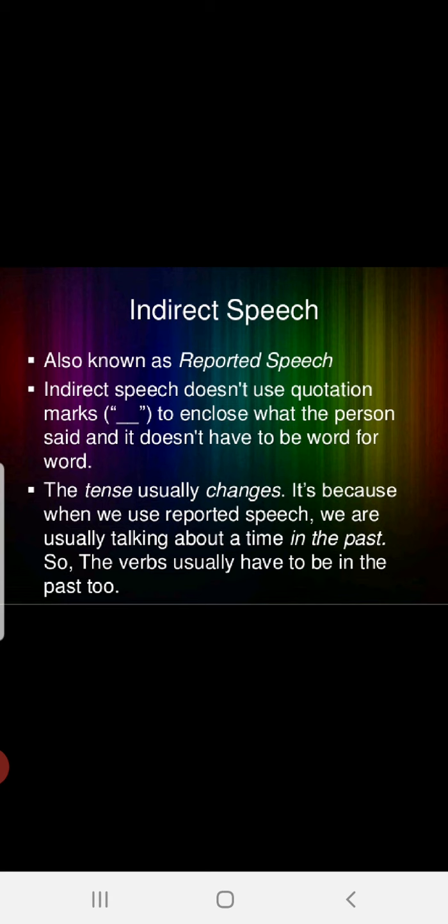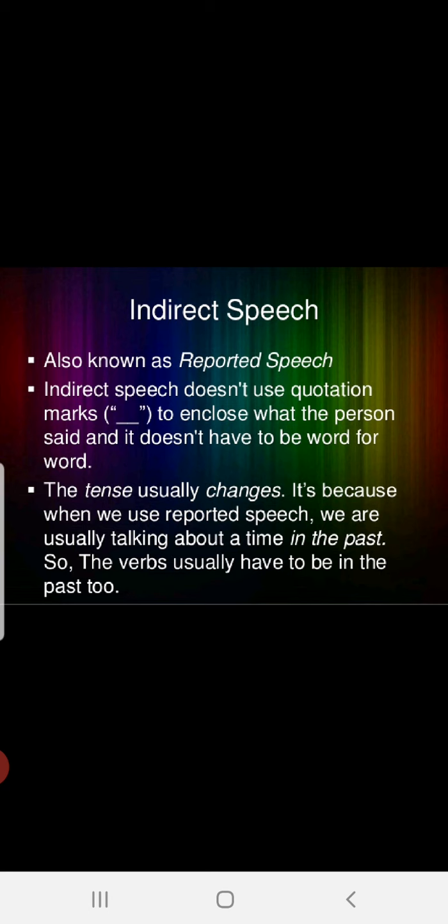In last class itself I had given you one chart to learn by heart. It is because when we use reported speech, we are usually talking about a time in the past. So the verbs usually have to be in the past too. Normally we speak about direct speech which is already spoken. So when you are indirectly communicating the words of others, it is already past tense. So the tense also will change from direct to indirect, as I had mentioned in the chart.